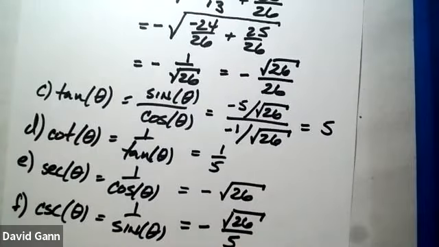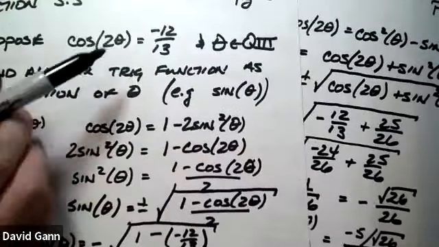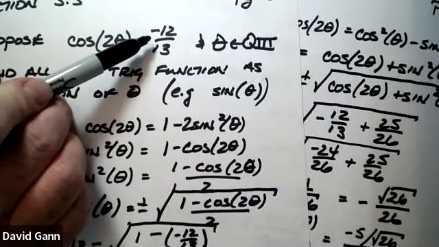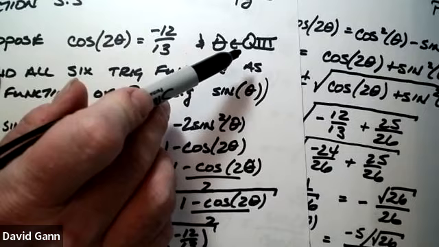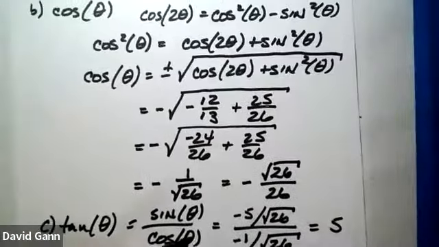We now have, given some information about one trig function of the double angle and the quadrant of the angle, we developed all 6 trig functions of the angle.